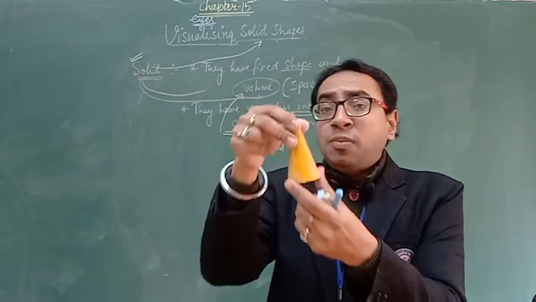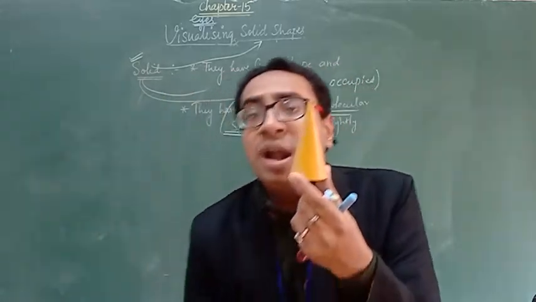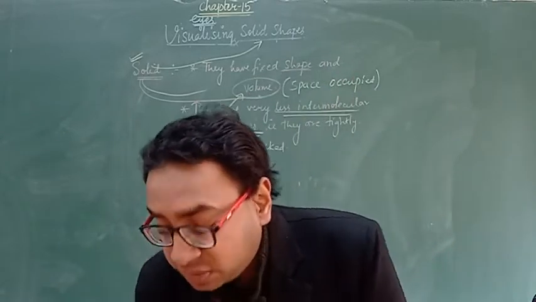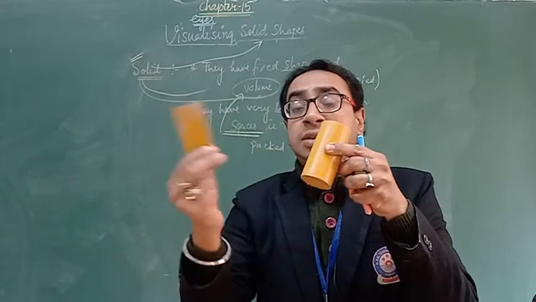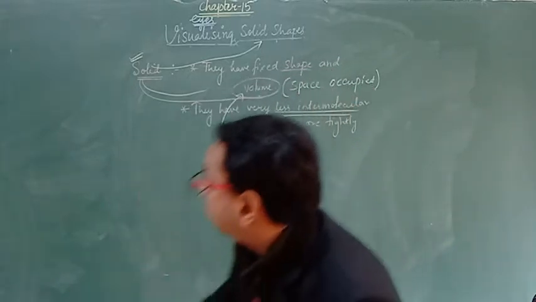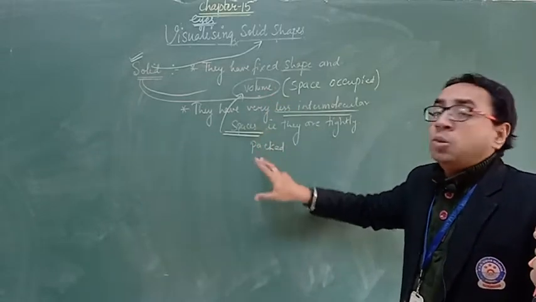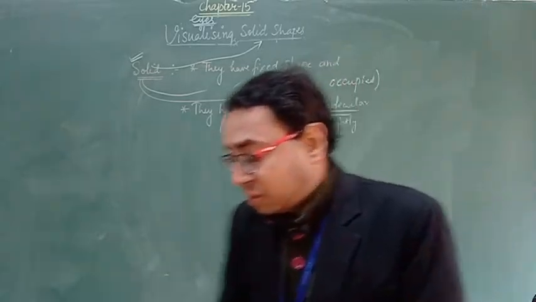It will change to something else. For example, if I modify it, it will change into a pyramid. The names are different. If I change a cylinder into a prism, the names are different. It is a cylinder, it is a prism. That is why they have fixed shape and volume, and every one has its own volume. Are we clear with this concept?